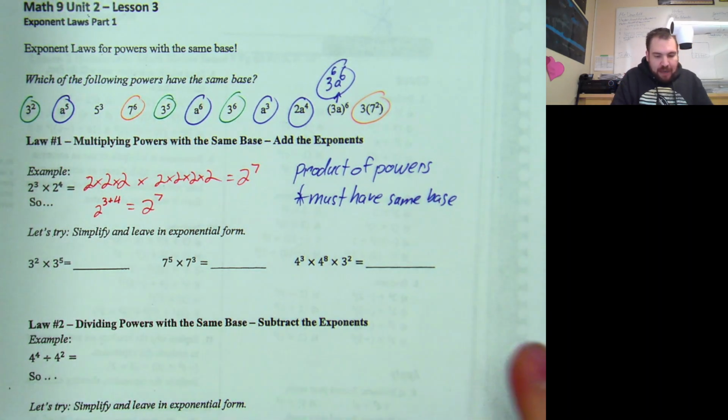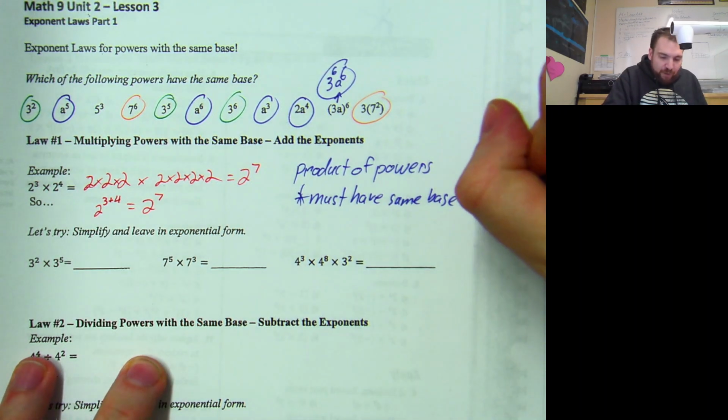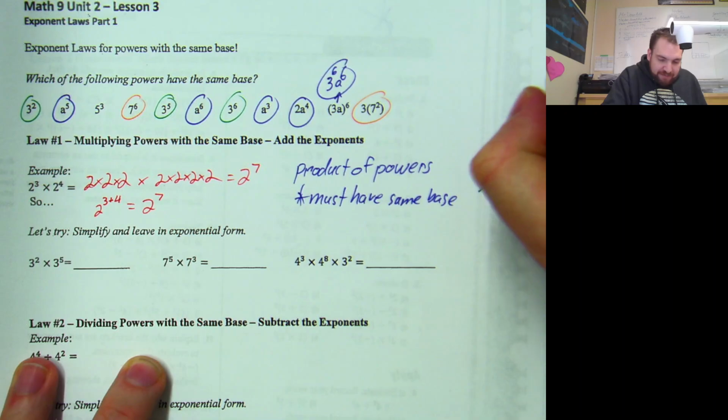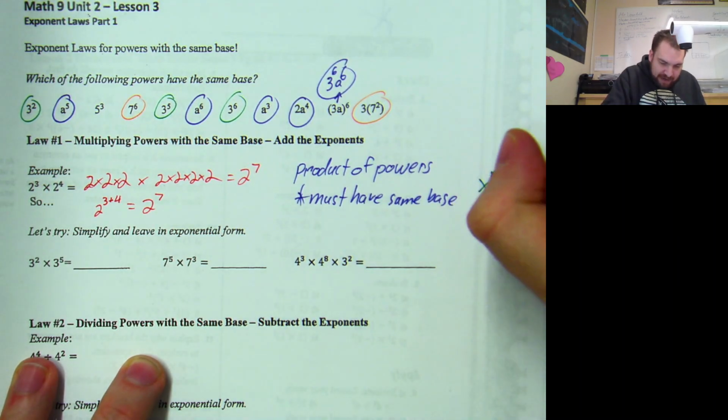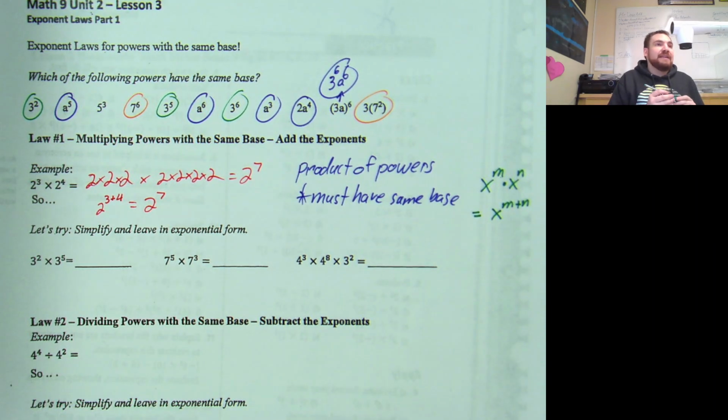Love it. In general, because I'm going to start bringing in variables, I'm going to give this to you: x to the m times x to the n is going to equal x to the m plus n. As long as that value is the same, my bases are the same, I'm allowed to add my exponents.